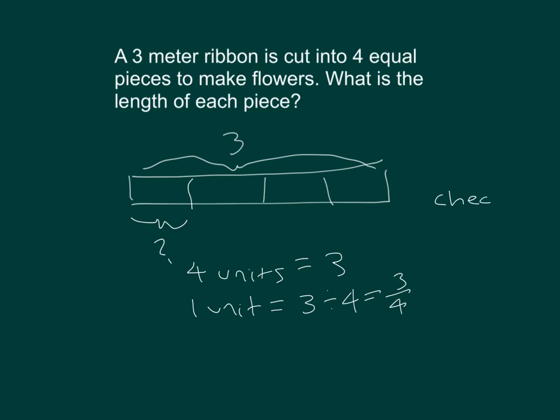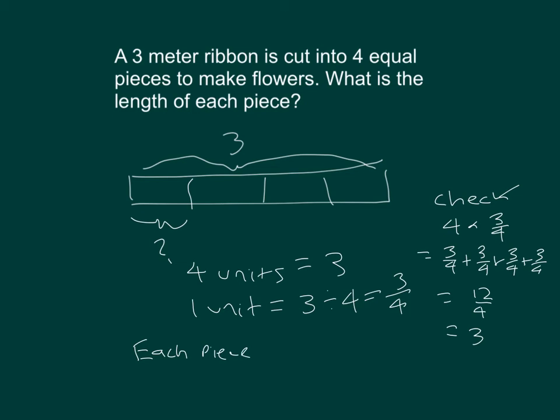Let's run a check. 4 times 3/4, which is equal to 3/4, plus 3/4, plus 3/4, plus 3/4. 3, 6, 9, 12/4. And 12/4 does equal 3. So it checks. The length of each piece of ribbon is 3/4 of a meter long. And you notice that I'm writing a nice sentence for it.